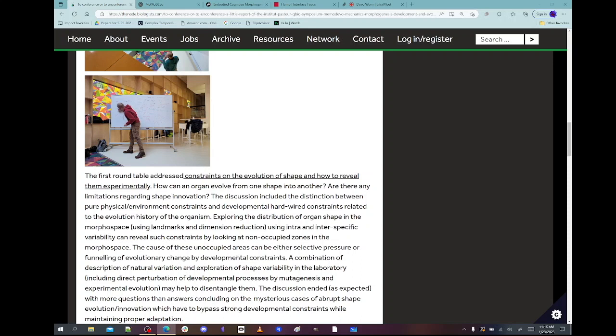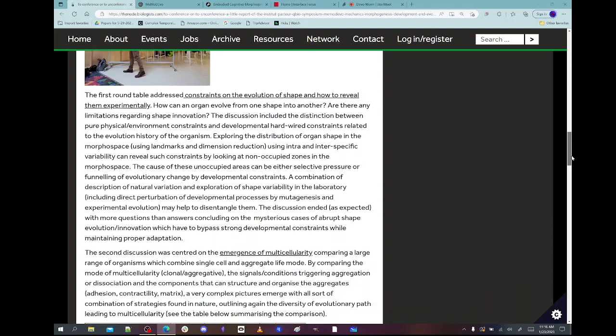The cause of these unoccupied areas can either be selective pressure or the funneling of evolutionary change by developmental constraints. So this is a very interesting topic.